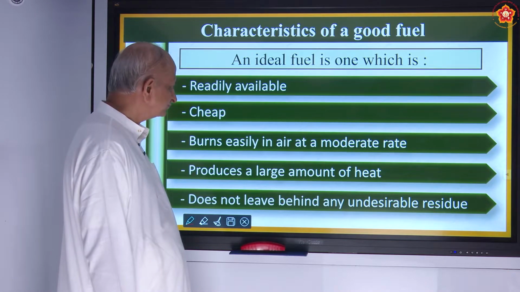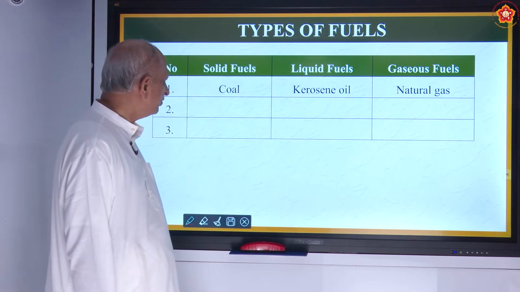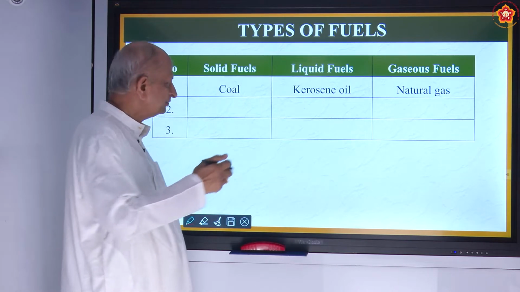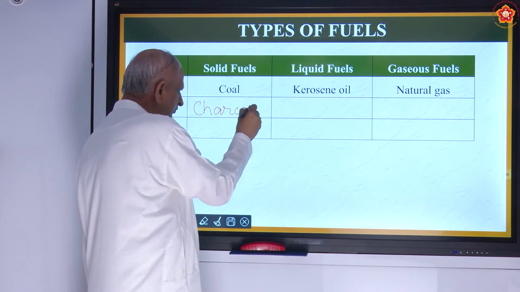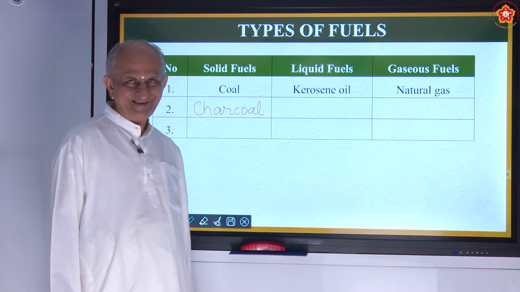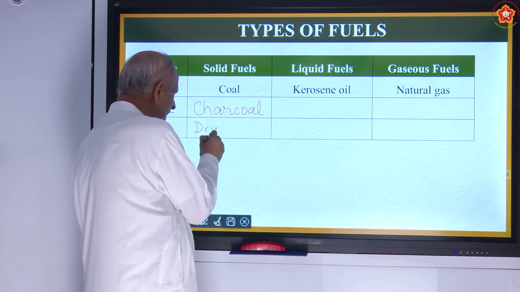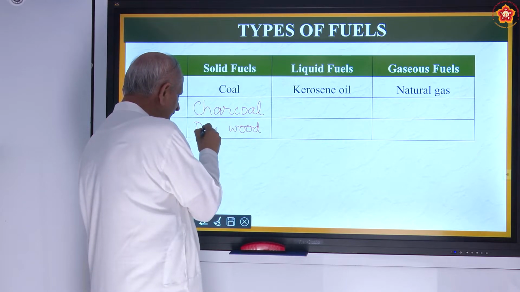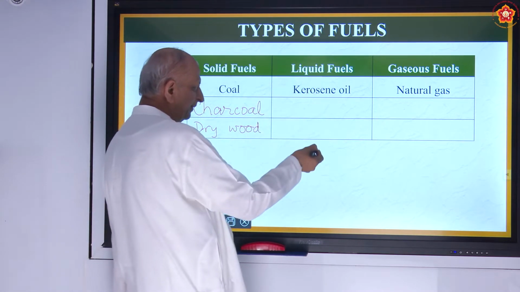Okay. So these are the characteristics of good or ideal fuels. Now let us list out some examples of fuels. Solid fuel, one is coal. Can you tell some more? Yes, you have charcoal. Note down. Charcoal is a solid fuel. Anything else? Yes, dry wood, not wet wood. Dry wood is a good solid fuel.